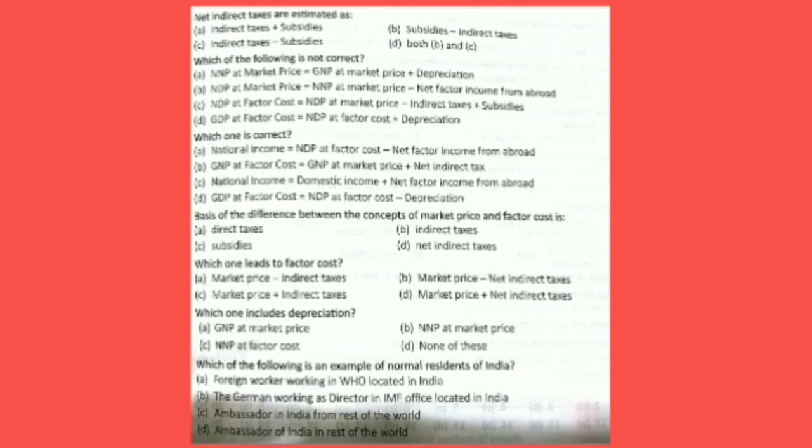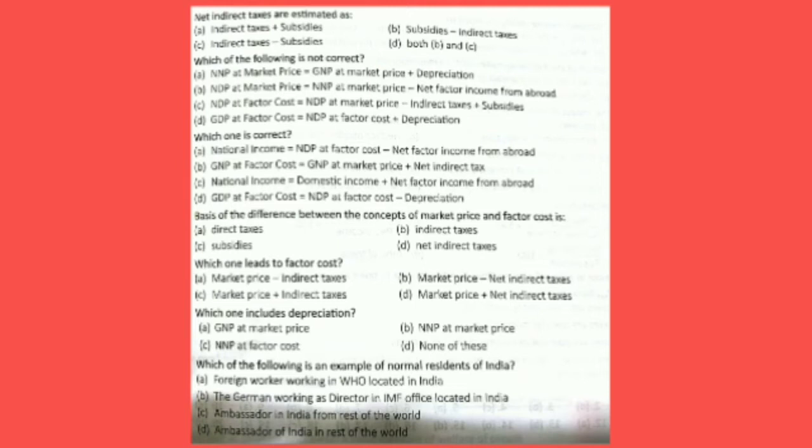If subsidy is 0, then market price minus indirect tax will be the right answer. Next one, which one includes depreciation? Option A, GNP at market price; NNP at market price; NNP at factor cost; none of these. So in GNP, depreciation is included. So option A, GNP at market price.